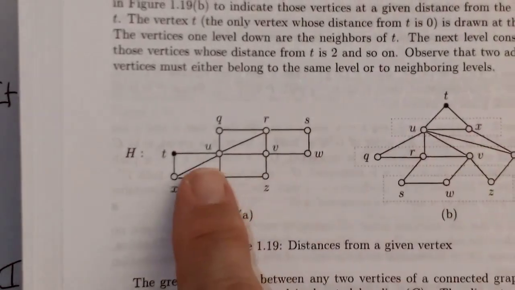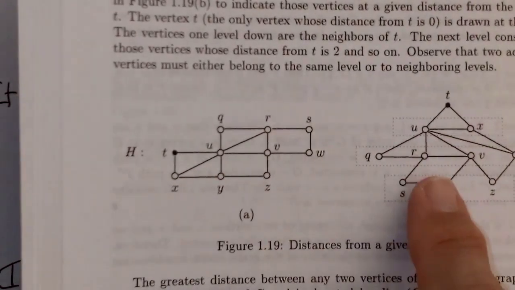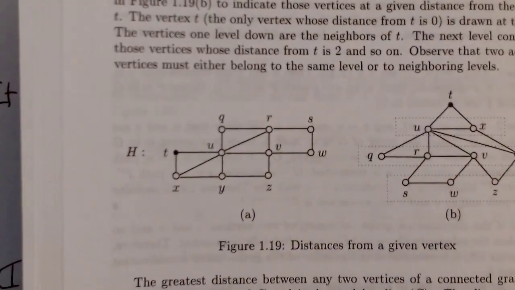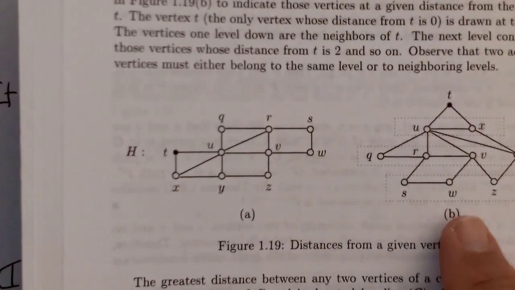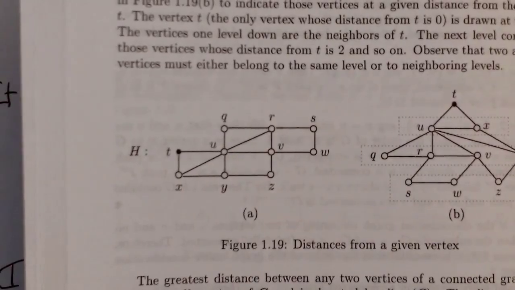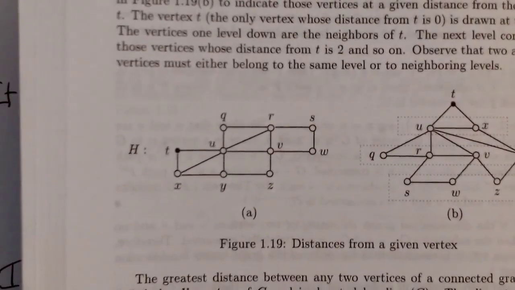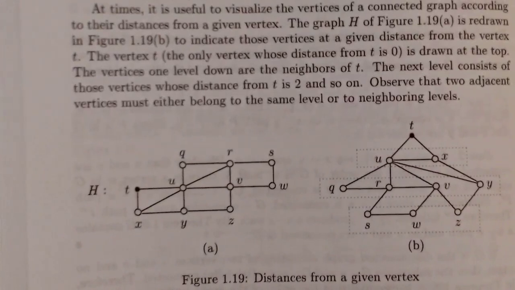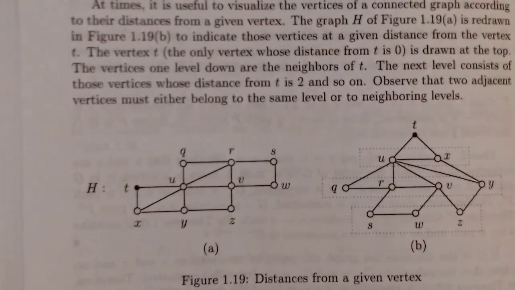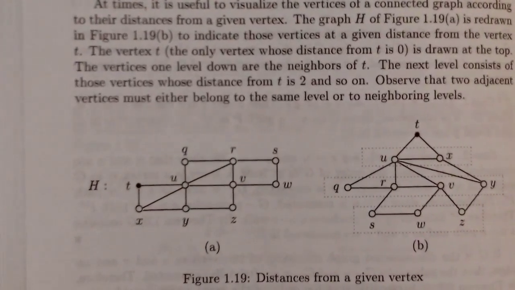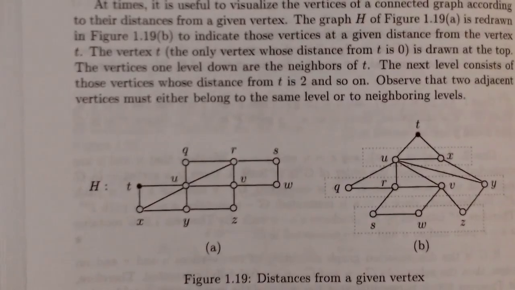U and X are distance 1. Q, R, V, and Y are distance 2. S, W, and Z are distance 3. We've remapped this graph, just changing the picture to show the distances.